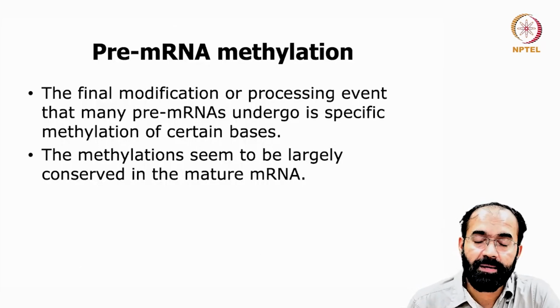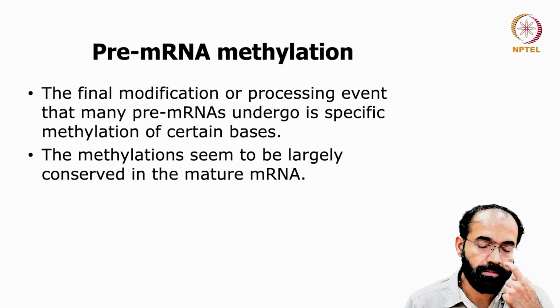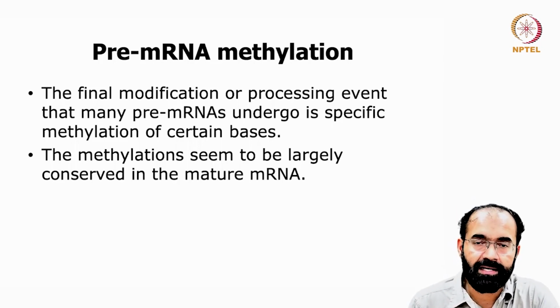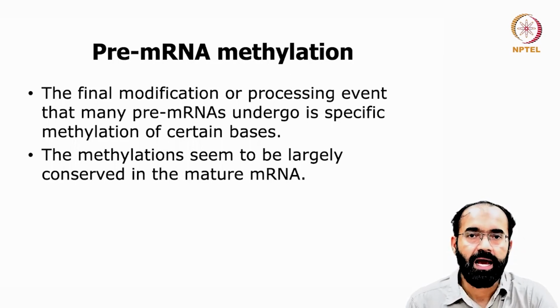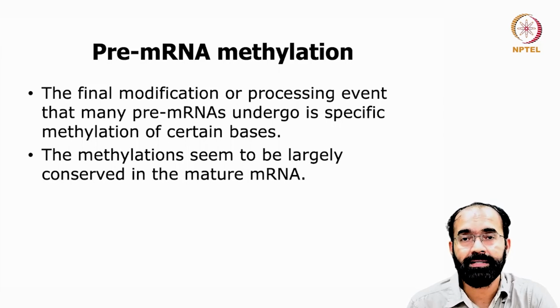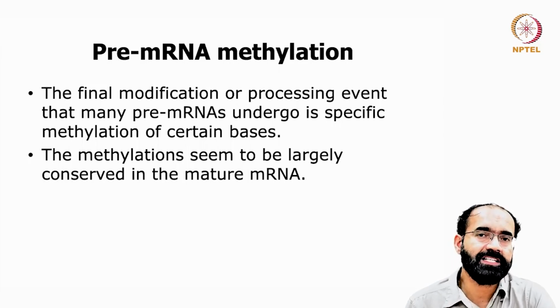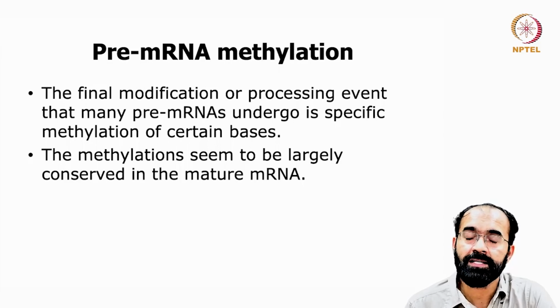Now let us see what pre-mRNA methylation is. The final modification or processing event that many pre-mRNAs have to undergo is specific methylation at certain bases, because the methylation makes sure that this RNA is targeted for a particular location and a particular processing. The methylation seems to be largely conserved in the mature mRNA. That means when an mRNA has done its capping, tailing, splicing, etc., it then undergoes modifications such as methylation. The majority of the methylations make them resistant to degradation and also make them accessible for other modifying enzymes.